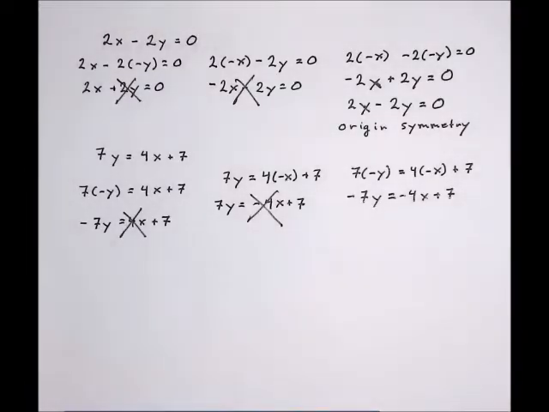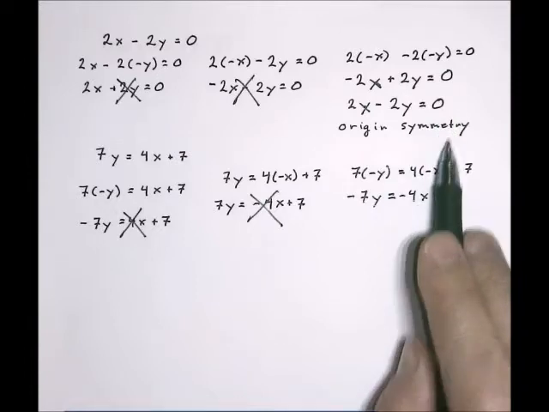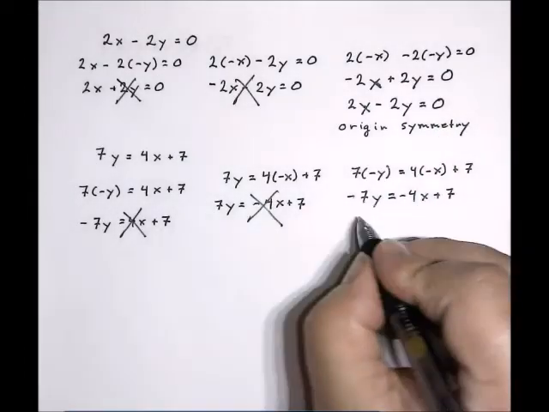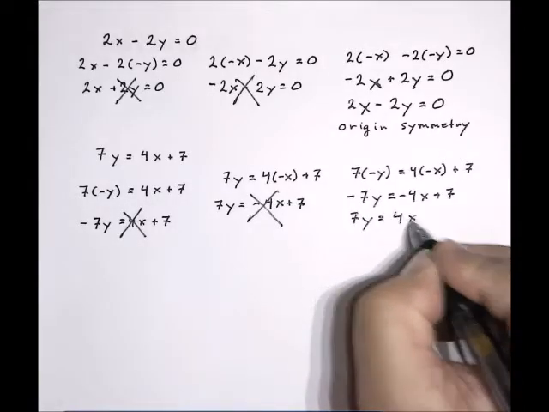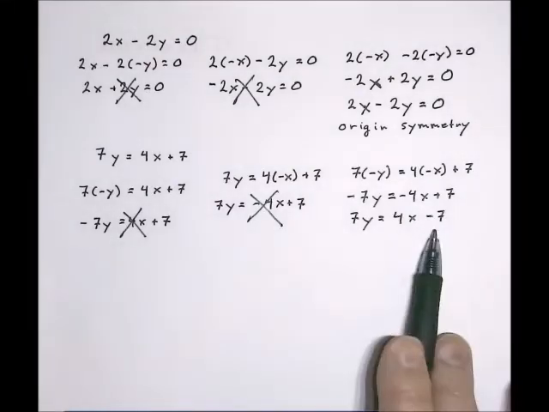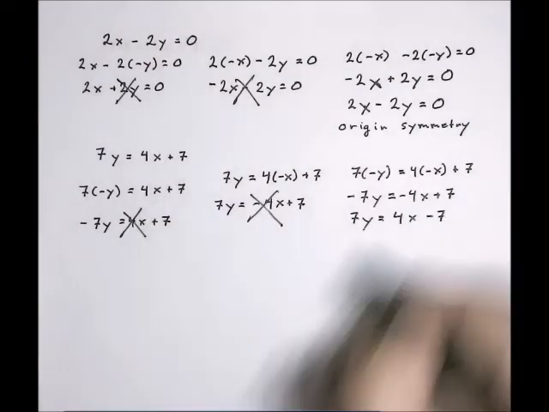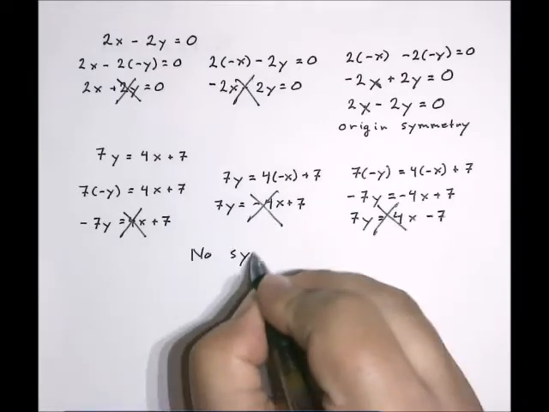And it doesn't look like the same equation, but in this top one I was able to multiply through by -1 and I got the same equation, so we did have origin symmetry. Let's see if the same trick works down here. Let's multiply both sides by -1, and when I do that I still don't get the original equation, so this particular one has no symmetry.